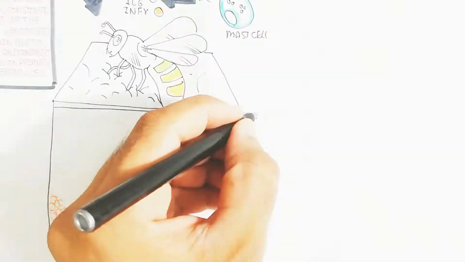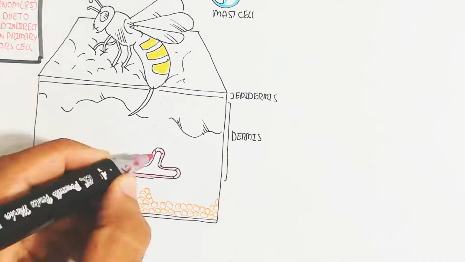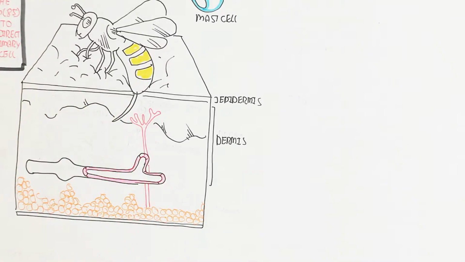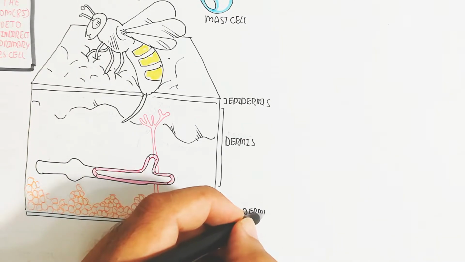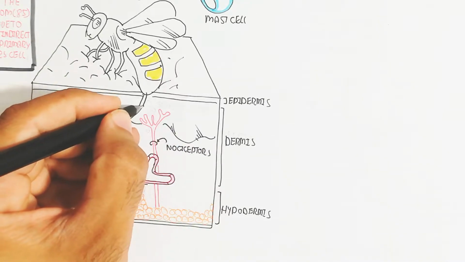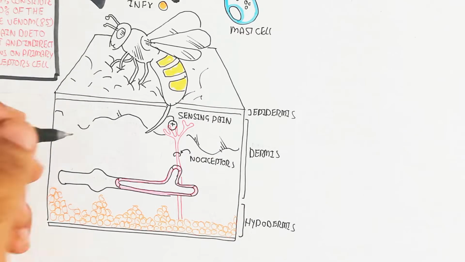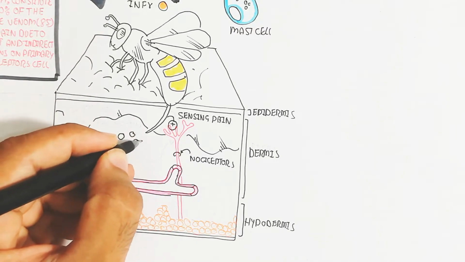Here is the honeybee, which bites through its abdomen injection. This injection goes into the skin, and we are focusing on melittin. This melittin will enter. Here are the epidermis, dermis and hypodermis of the skin, sensing pain through nociceptors, and this blood vessel.